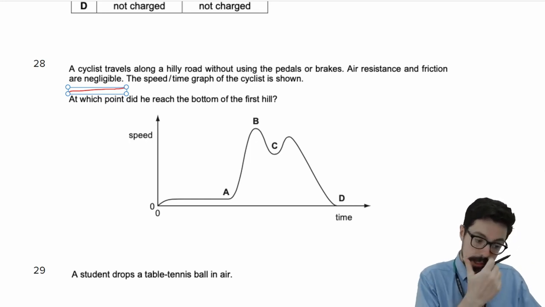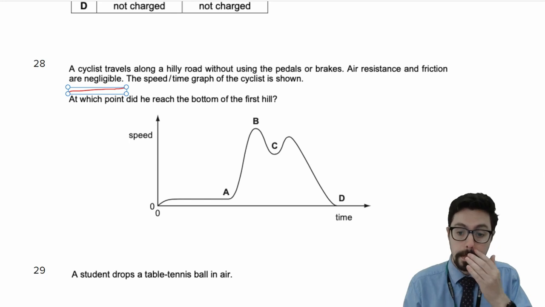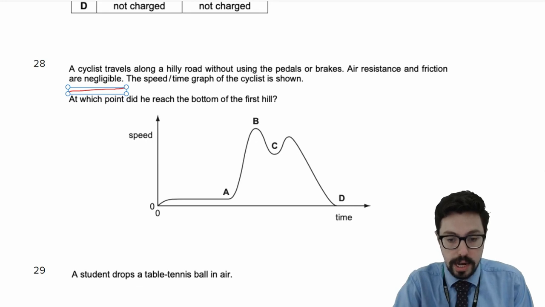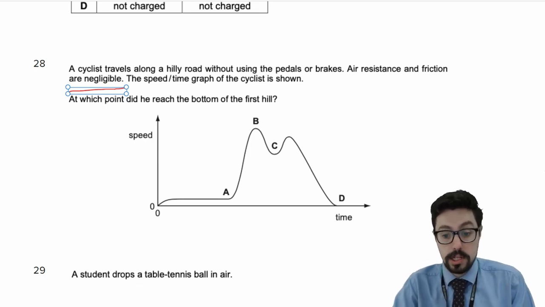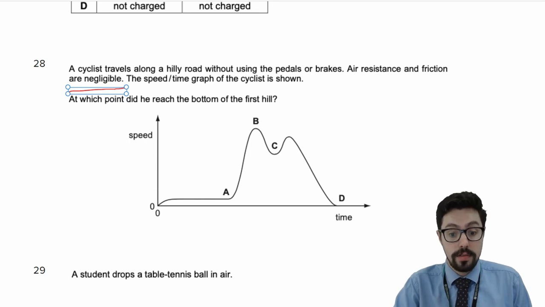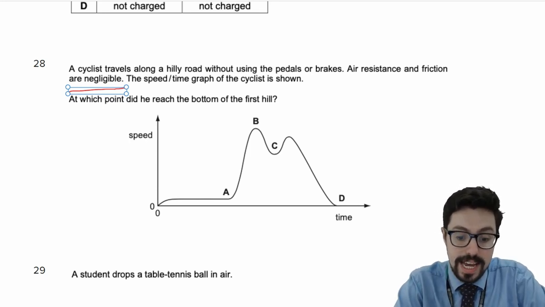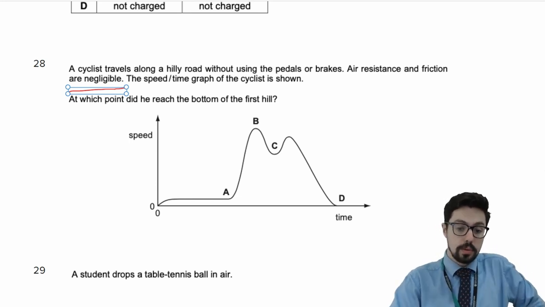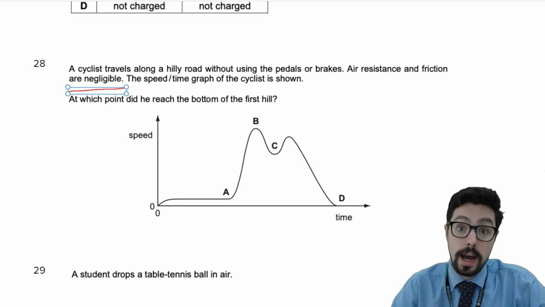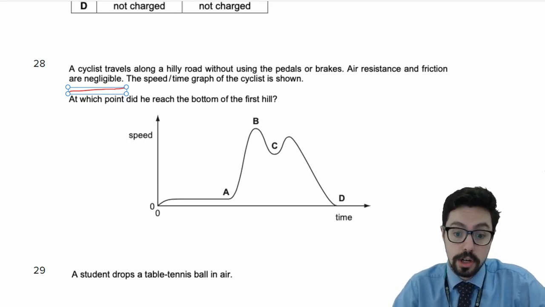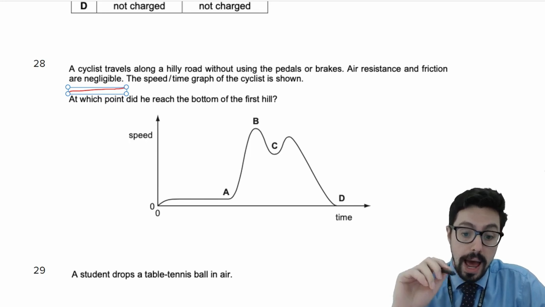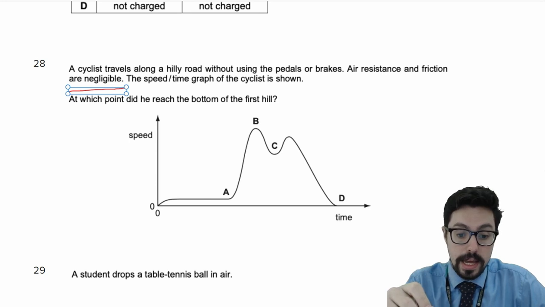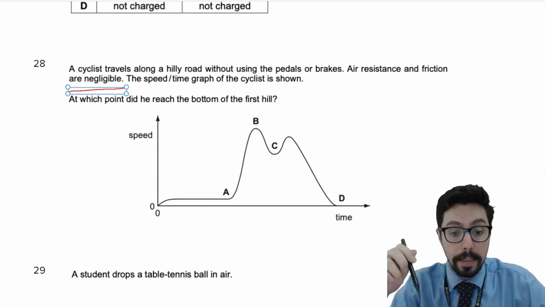So when he's going down a hill, his speed will be increasing. When he's going up a hill, he'll be slowing down. And when he's on flat ground, because there's no air resistance and no friction, he'll travel at a constant speed. So we can see at A, he is traveling at a constant speed, so he must be on flat ground. Between A and B, he is speeding up, so he must be in that section going down a hill. Then at B, he's traveling at a constant speed. And from B to C, he is slowing down, so he must be going back up a hill.